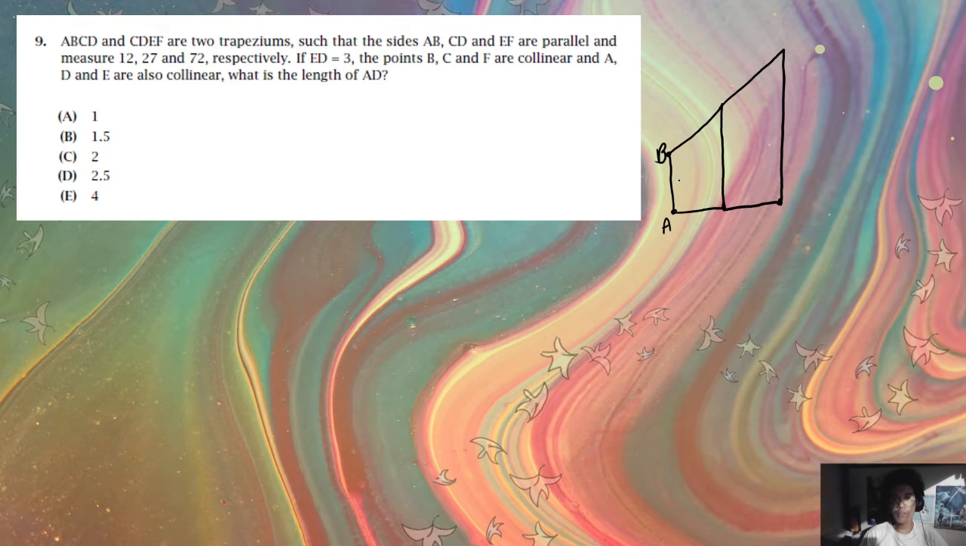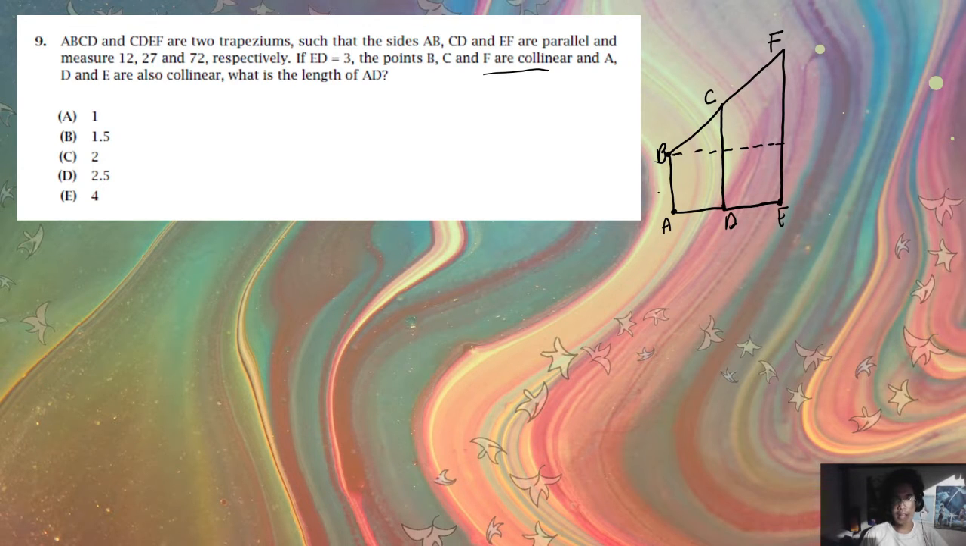AB is parallel to CD. Now it says here that B, C, and F are collinear. So that means this is B, C, and F. Then this should be A, D, and E. Now we have a perfect figure for this one. According to this problem, let's try to draw an imaginary line here.